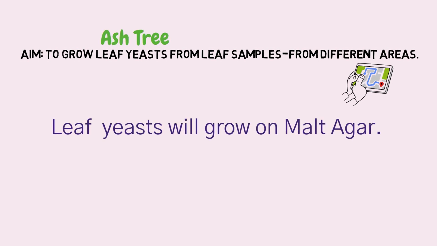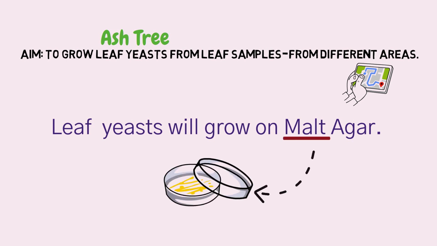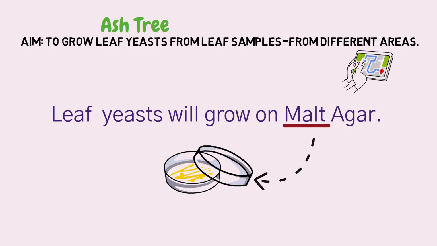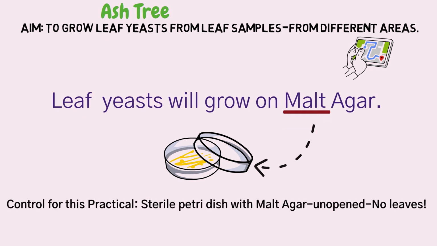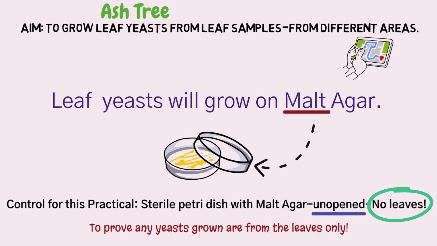So the aim of the practical is to grow leaf yeast from leaf samples collected from different areas and to compare them, and the ash tree is an ideal plant. The colonies of yeast will grow on malt agar. Agar is a growth medium, but it had the nutrient malt added to it, very important. The control for this practical was a sterile petri dish with malt agar, but it was unopened. We did not add any leaves, and this was to prove that any yeast grown are from the leaves only.